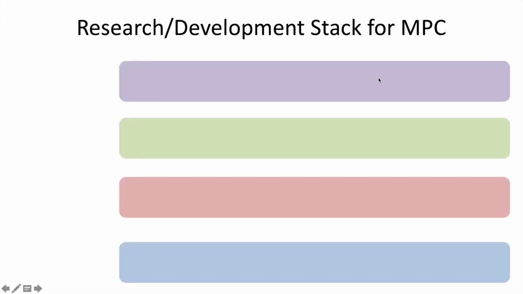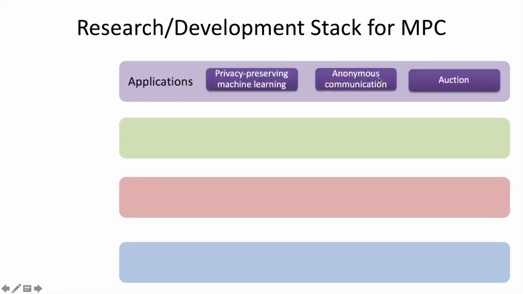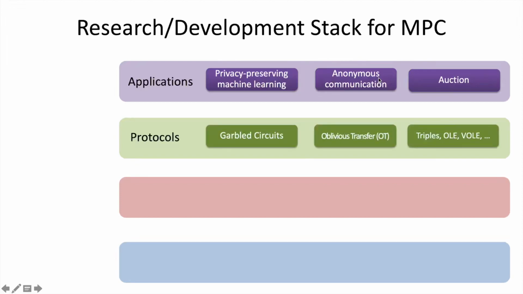In order to obtain provable security, the MPC community has developed a set of rigorous and principled ways to design MPC. And we can categorize all these techniques and tools into four layers of a stack. The top layer contains all the applications like privacy-preserving machine learning, anonymous communication, auctions, and many other examples. All these applications are built upon protocols. These protocols can be, for example, Garbled Circuits, oblivious transfer, and many other tools like triples, or OLE and VOLE.